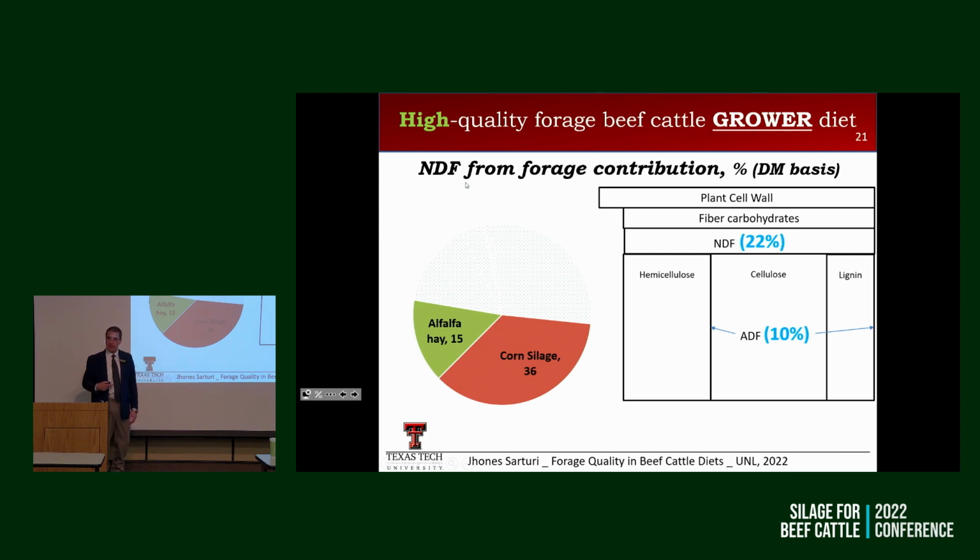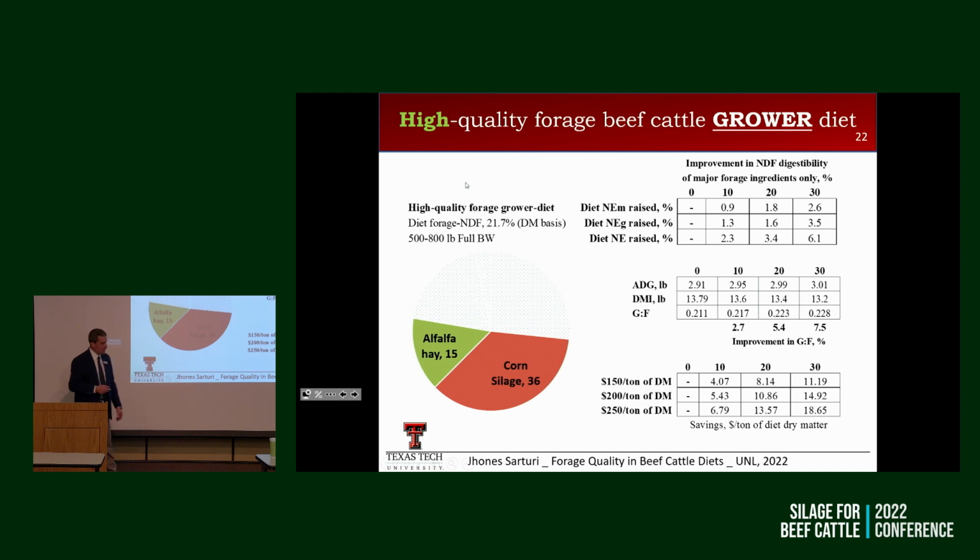So the question again is, what can an improvement in this fiber digestibility of 10, 20, and 30% bring as energy in the diet, as animal performance, and as potential savings in the diet? Okay, so that's the question again. So the same type of setting over here, so raising energy over here.